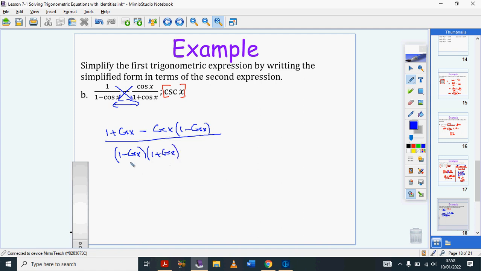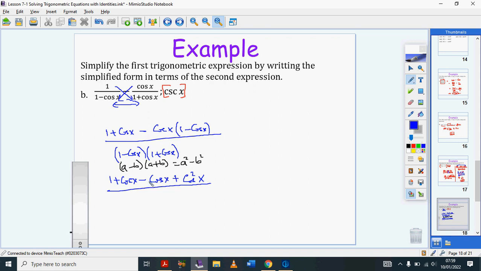All right, so let me simplify the top. The top is 1 plus cosine x minus cosine x plus cosine times cosine is cosine squared x. All divided by, when you look at the bottom, I have 1 minus cosine and 1 plus cosine. I hope you remember your algebra from 8th grade. If you have a minus b and a plus b, this is known as the difference of squares, because when you expand that expression, you end up with a squared minus b squared. It's known as the difference of squares.